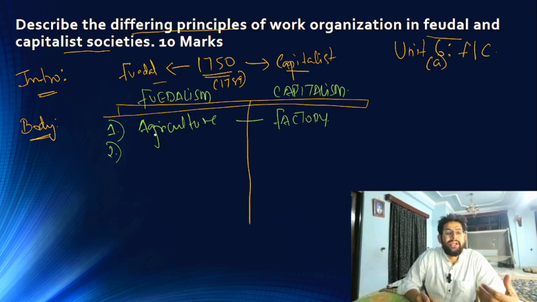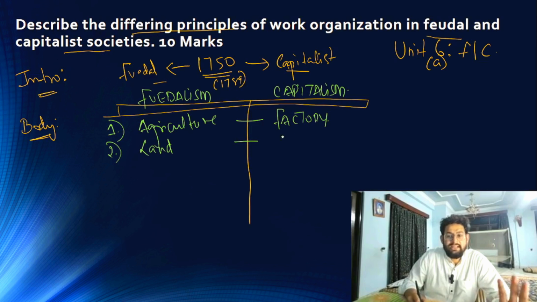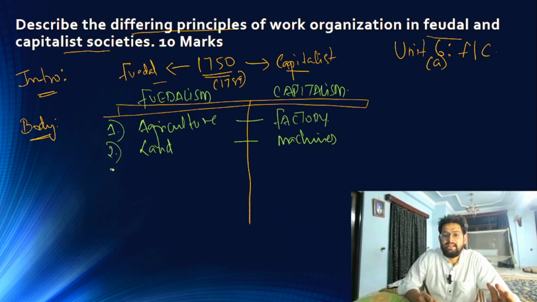What actually produces the wealth for you in a feudal society? The wealth is actually produced by land. But when you look at a capitalistic society, the land is not the one which is producing the wealth for you, but rather it is machines which will do that work.